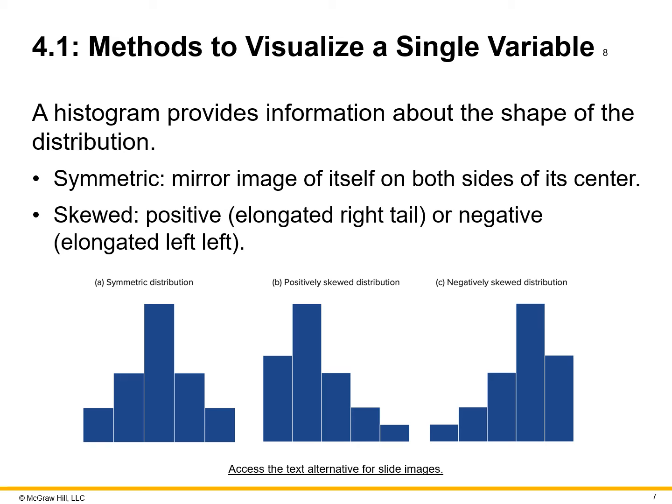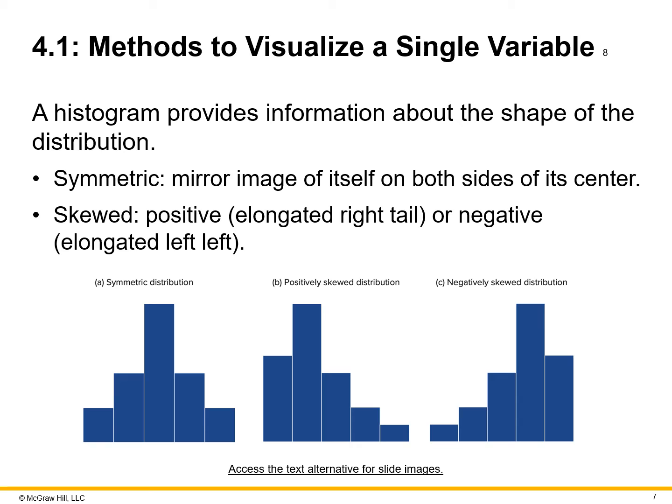This is the data visualization of a histogram. Again, a histogram provides information about the shape of the distribution. Symmetric is a mirror image of itself on both sides of its center. Skewed, though, an example of that would be positive, an elongated right tail, or negative, an elongated left tail. Left means the left side of the symmetric center of the histogram.